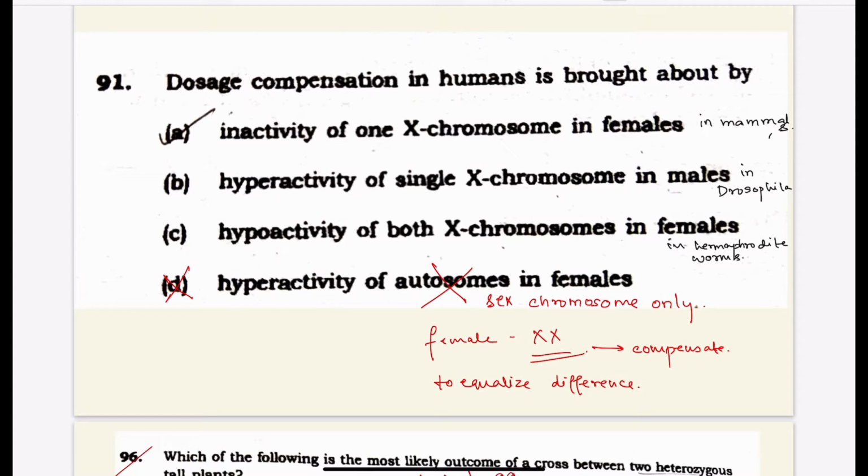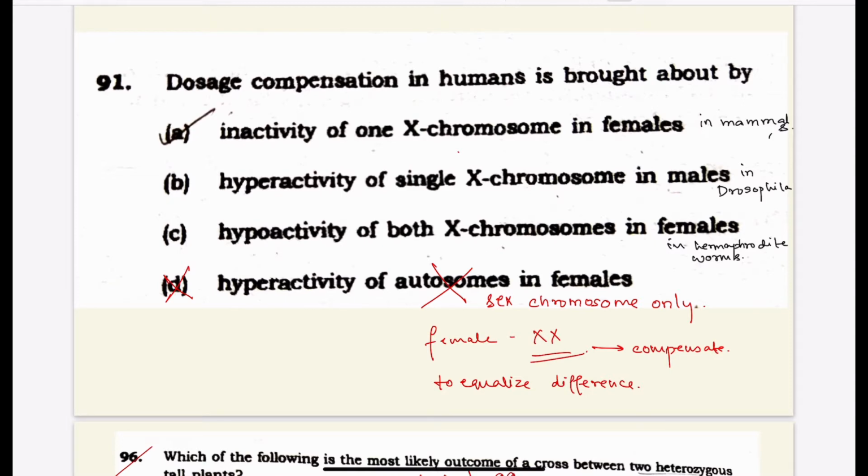The other three all involve X chromosome modification, which is true, and all of these modifications do exist. Our question focuses on humans, so let's see where they apply. Inactivity of one X chromosome in females is done in mammals, and humans are mammals. That's our answer, A.